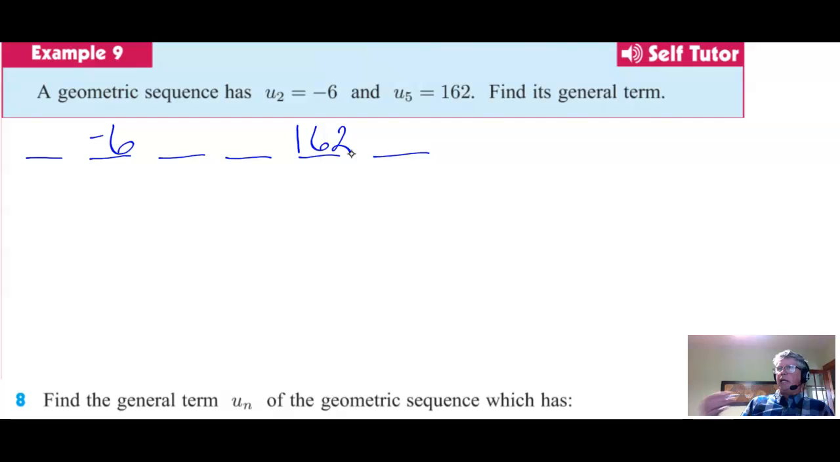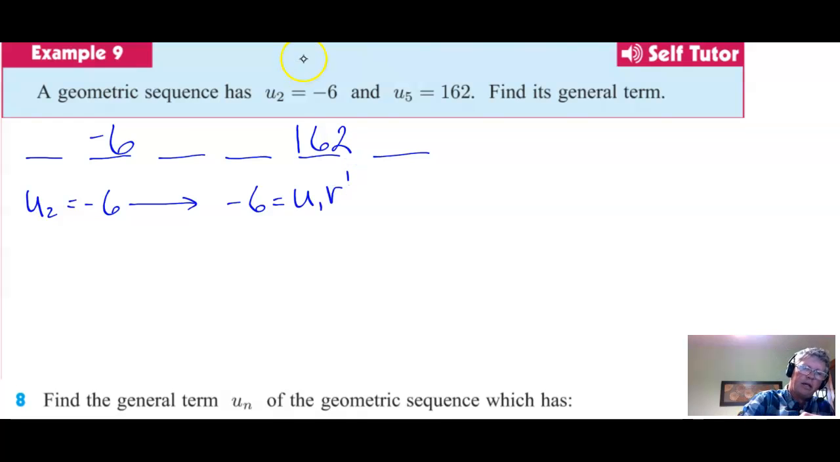All right, there's that general way that I can look at it and fix this problem, and then there's a method that always works. So I'll give you both. u sub 2 equals -6. That translates into the equation -6 equals u1 r to the first. Okay, so I'm using our formula u sub n equals u sub 1 r to the n minus 1.